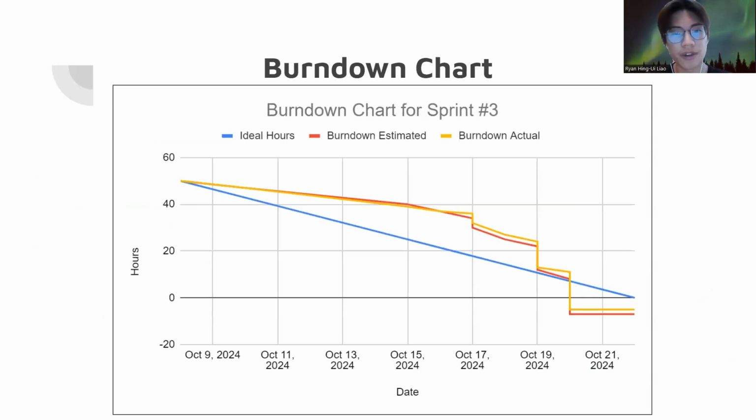So here's our burn down chart for our current sprint. As you can see, our burn down chart goes into the negatives because our group mates spent more time than originally planned working on each task.